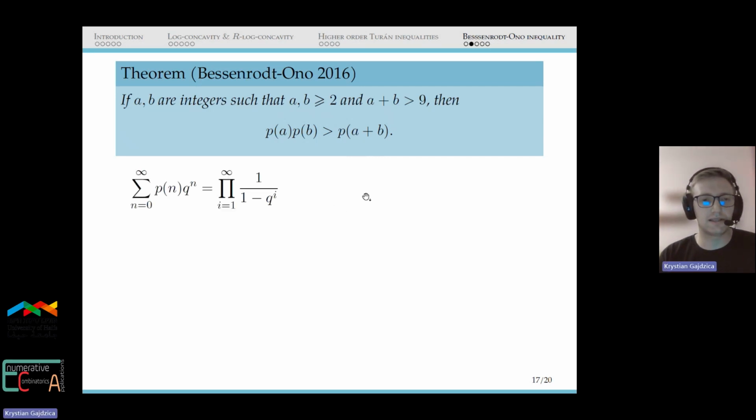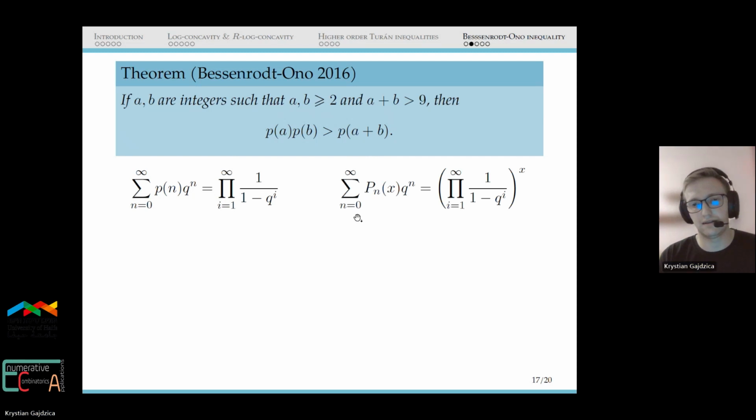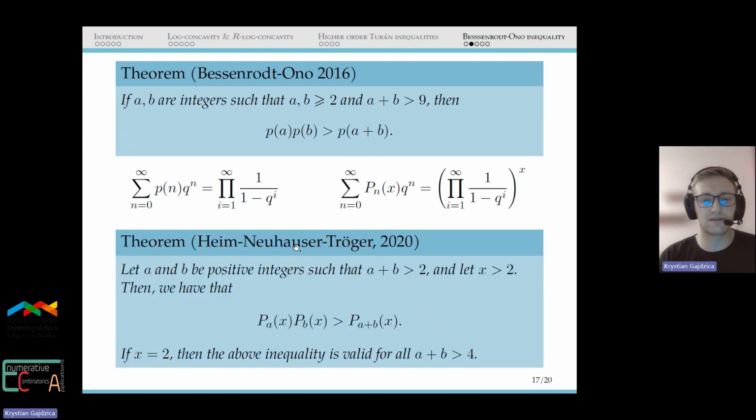However, we can also extend this theorem in a somewhat different way. Let me recall that the generating function for the partition function is given by the following. Now let us take the right-hand side to the power x. Then we obtain on the left-hand side some family of polynomials. And it turns out that this family of polynomials also satisfies the Bessenrodt-Ono type inequality for all a and b which are given in this theorem. So we have some additional requirements on a, b, and x.